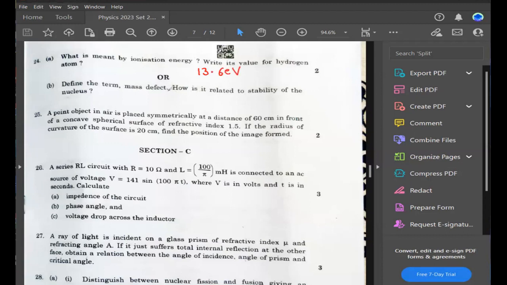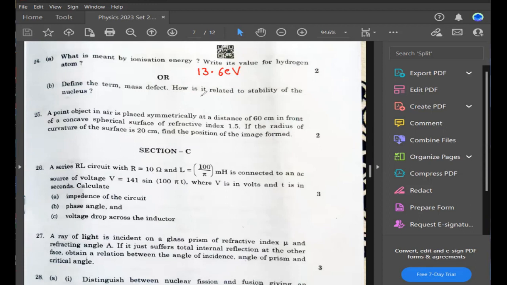Next, define the term mass defect. It is the difference between the mass of the nucleons and the rest mass of the nucleus. Mass of the nucleons is the mass of protons plus the mass of neutrons. The rest mass of the nucleus will be slightly different. So this difference between these two masses, we call the mass defect.